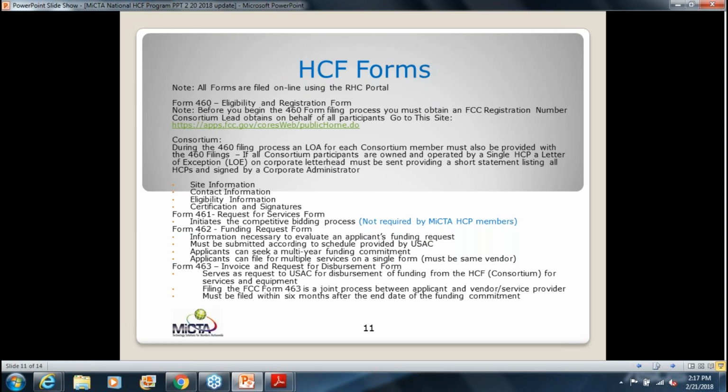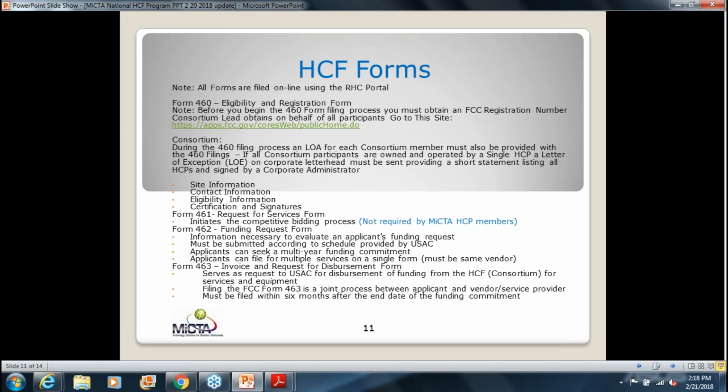During the 460 filing process, if you're comprised of a consortium that doesn't have full legal control of all the participants, an LOA, a letter of authorization, must be provided. If you're a consortium where all the participants are owned and operated by a single HCP, the letter of exemption is what is provided at that point in time. And it addresses site information, contact information, eligibility information. That's where they qualify to make sure that you are an eligible HCP under this program. Certification and signatures of each one of those sites, HCP sites.